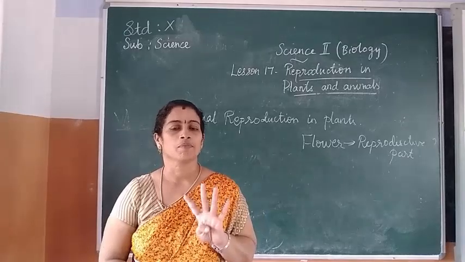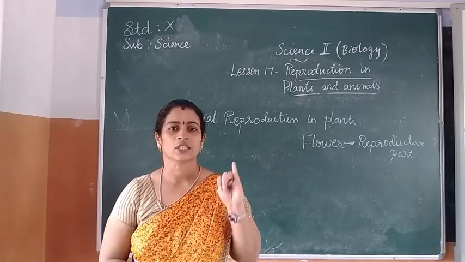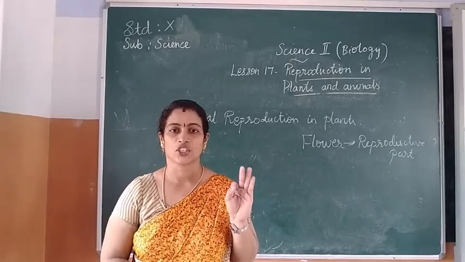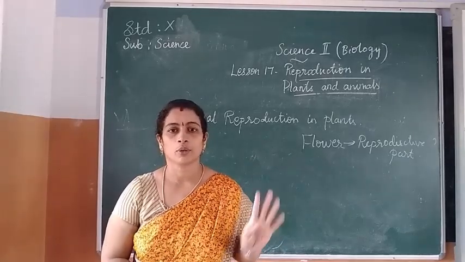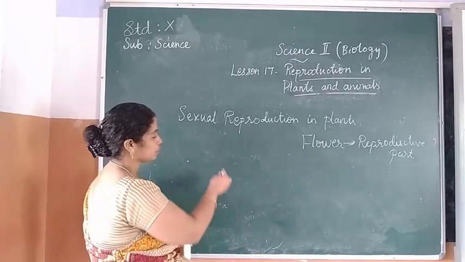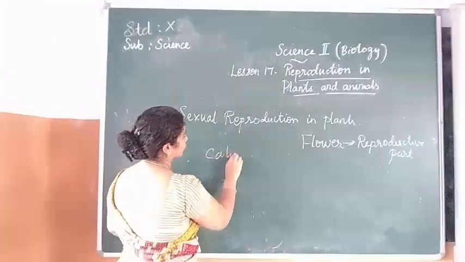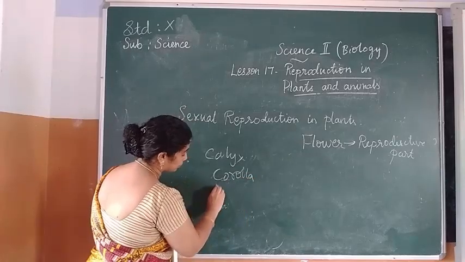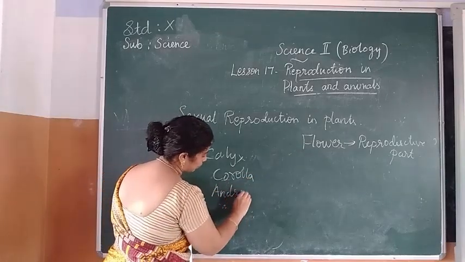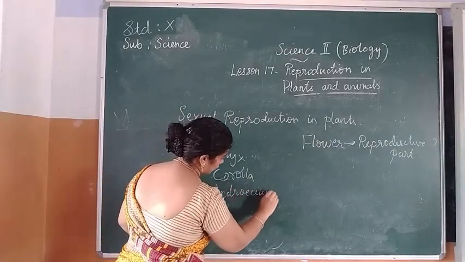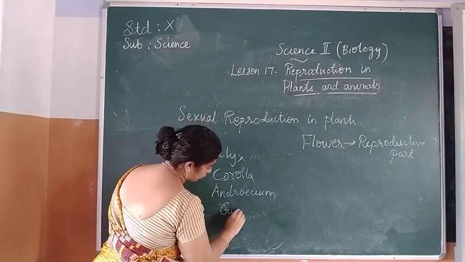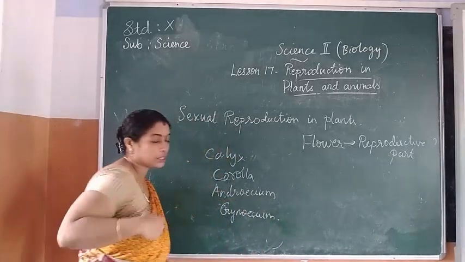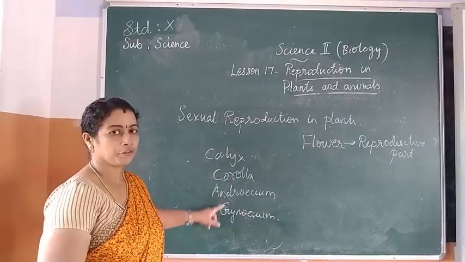The flower consists of mainly four parts. That is calyx, corolla, anthesium and gynoecium, from outside when you are seeing. These are the four parts of a flower: calyx, corolla, anthesium and gynoecium.